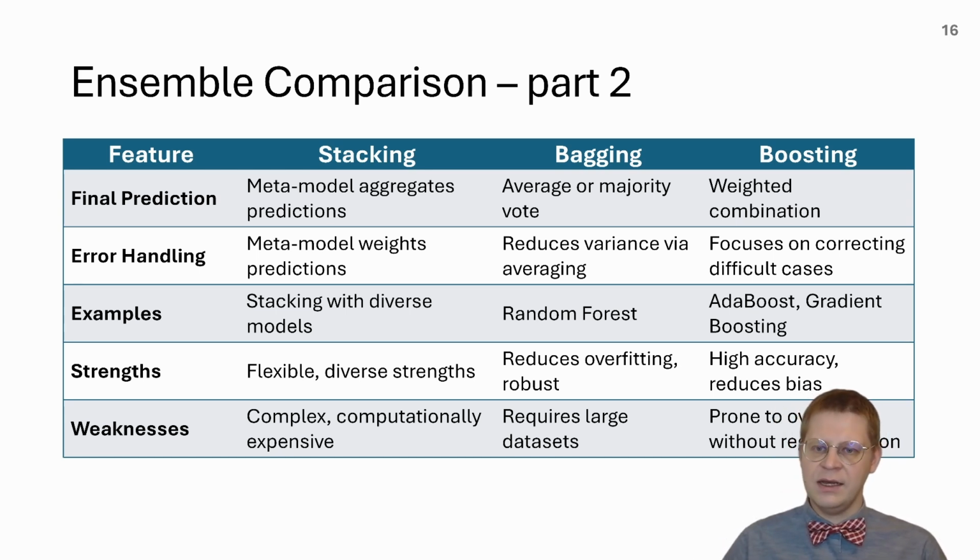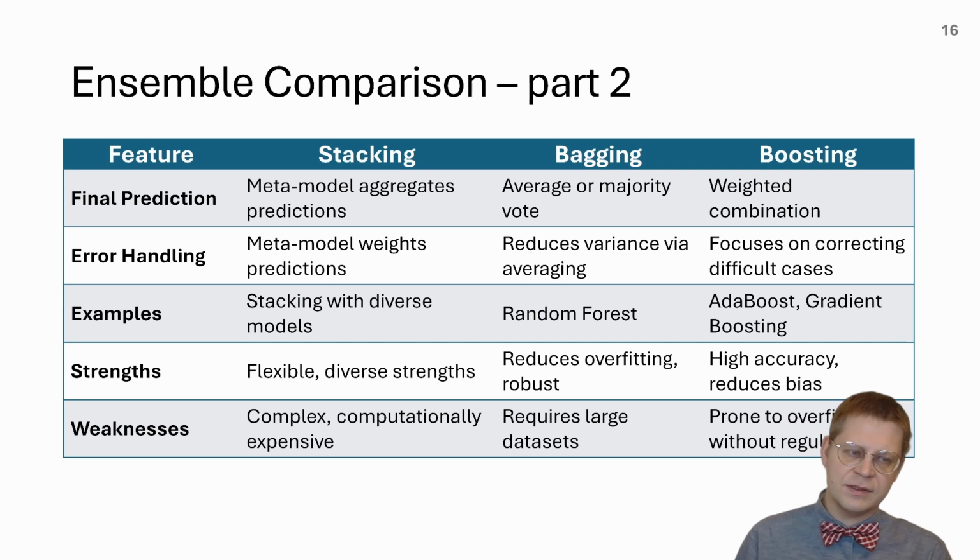Well, stacking is highly flexible and powerful because it allows us to combine the strengths of diverse models, which is useful for capturing complex data relationships. Bagging is strong in reducing overfitting for high variance models, especially in noisy data environments. Random forests, for instance, are robust against overfitting and can handle a variety of input features. Boosting offers high accuracy and is good at capturing complex patterns. By focusing on challenging cases, boosting effectively reduces bias, making it suitable for data with complex relationships.